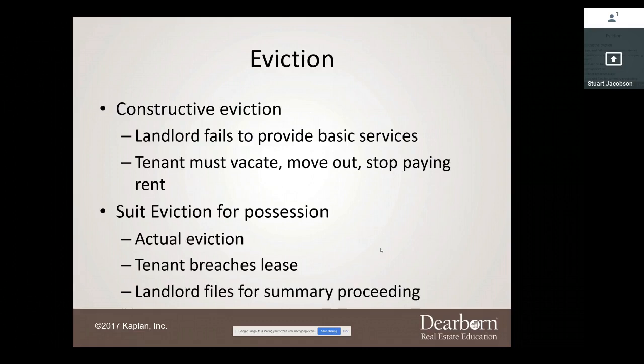When there's constructive eviction, the landlord fails to provide some basic services. So let's say the bathroom's not working, and there's only one bathroom in the home. If things are not repaired and remediated in a timely fashion, then the tenant must vacate, move out, and stop paying rent, and they could file a suit for constructive eviction if the landlord fails to provide basic services. But again, these are two very different ways to evict someone.